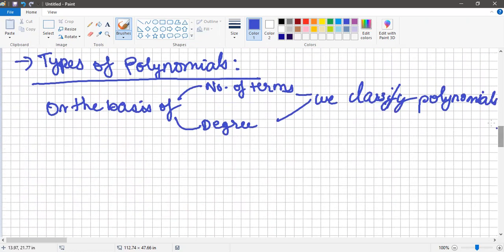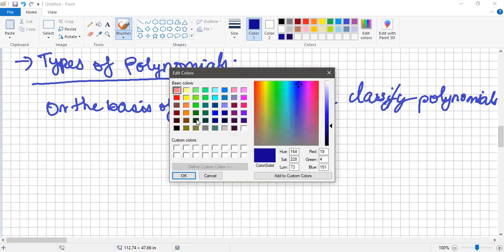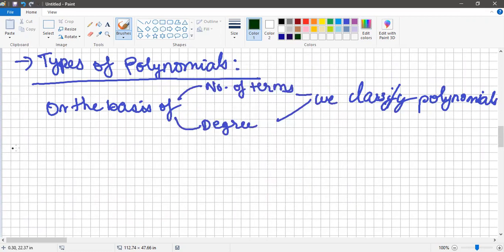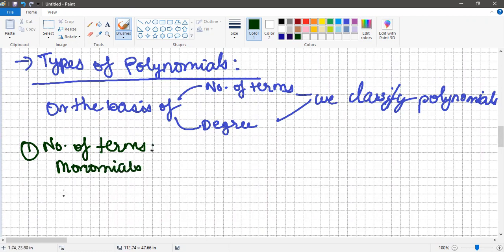So let's check out now one by one. Let's first see the number of terms. On the basis of number of terms, we classify polynomials into monomials, binomials, and trinomials.